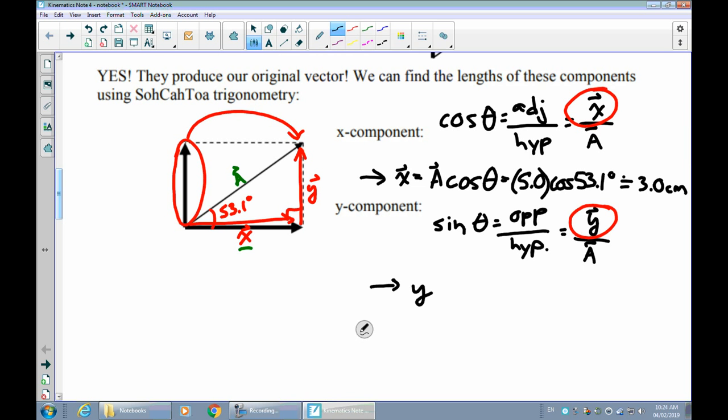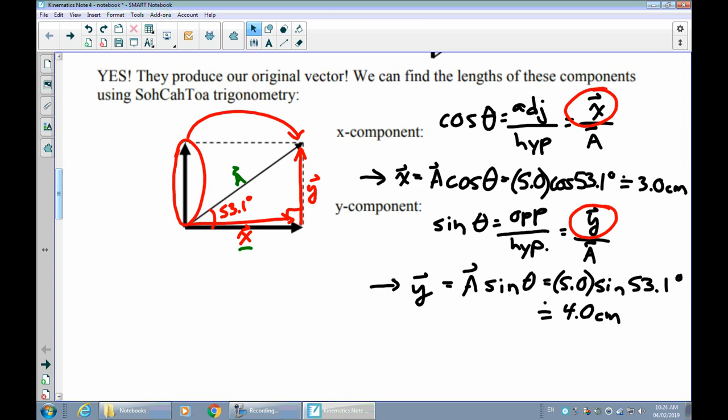So what that means is the y component I can find by taking my original vector once again and now multiplying, but instead of multiplying by cos, I'm going to multiply by sine of the angle. So I'll plug in the specific things I know, 5.0 centimeters times the sine of 53.1 degrees, and just underneath I'll jot down that that's approximately 4 centimeters. So what this is telling us overall, once again, is that if we take a vector that's 3 centimeters long and goes straight along the x-axis, and add that tip to tail with a vector that's 4 centimeters long and goes straight along the y-axis, those two vectors add together to produce one overall vector that's the exact same as the original vector a that we started with.